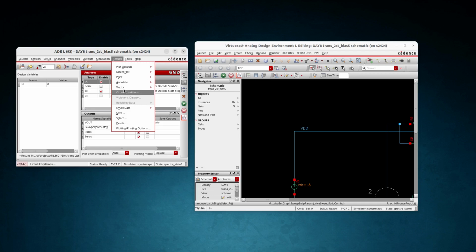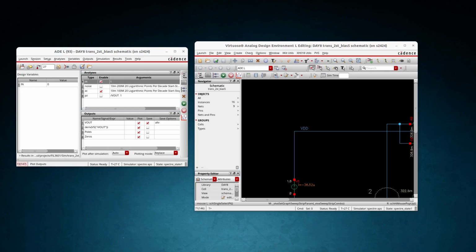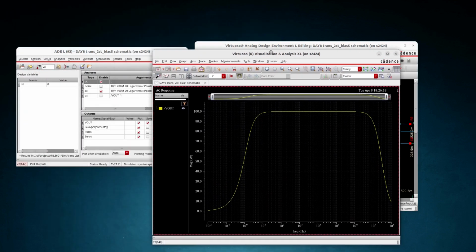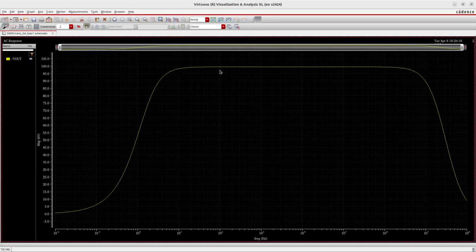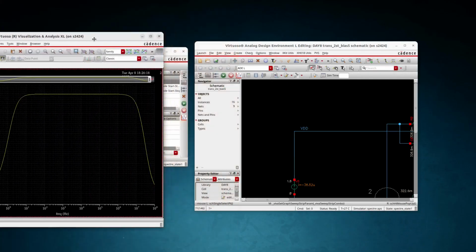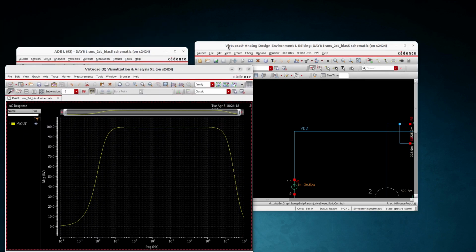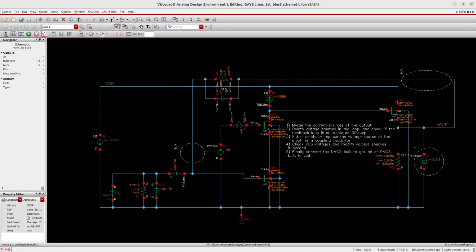And we annotate the DC node voltages, we annotate the DC operating points, and let's plot also the AC here. So when we plot the AC, we see here that we have around 99.5. That is exactly what we simulated before, and then the bandwidth is also okay. So we are fine. And then let's take a look at the DC operating points.